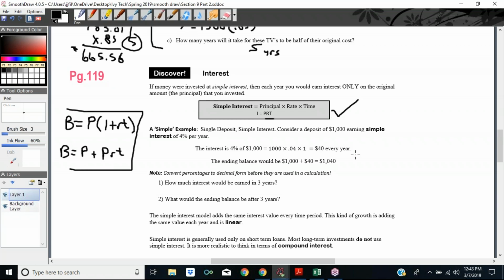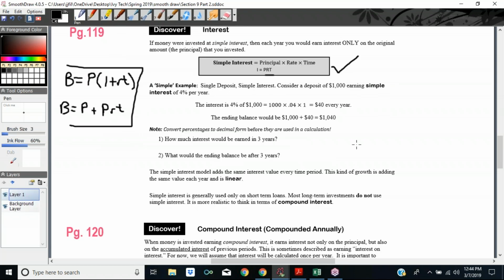So let's see, it says if money were invested at simple interest, then each year you would earn interest only on the original amount that you invested. So if you invest $1,000 and you're earning 4% per year, you're going to get 4% interest on the original amount each year. So $40 each year is what you'll get. The first year you'll get $40, the second year you'll get $40, the third year you'll get $40 more. And this one wants to know how much interest will be earned in 3 years.